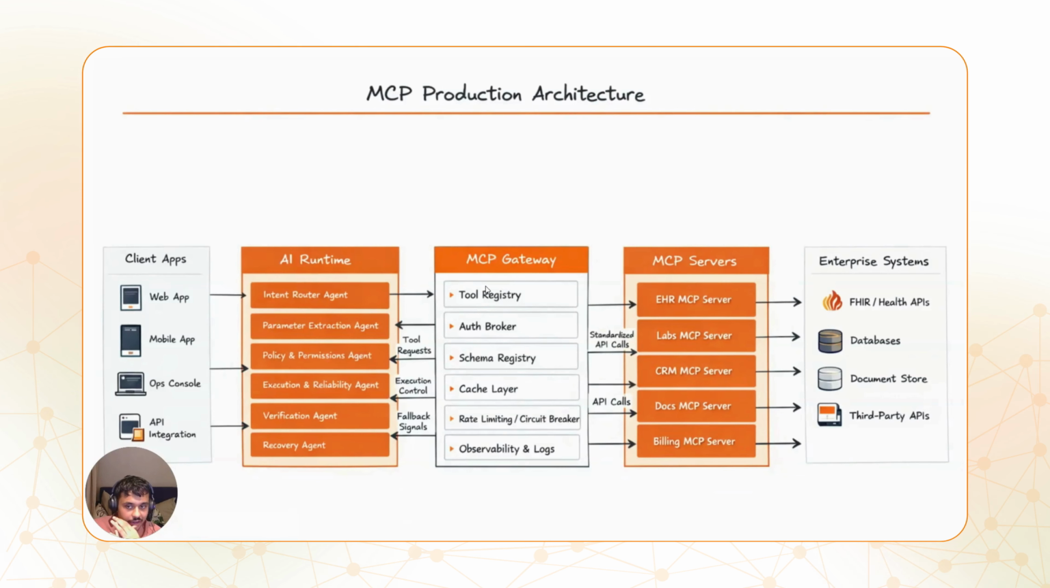On a quick note, this is how a production architecture looks. Your intent router, the tool registry, auth broker, schema registry, caching layer, rate limit, circuit breaker, observability and logs, and the different MCP servers with different functions. Based on all the different function calls and tool calls, it is taking an audit log and registering, but it is a closed loop. MCP is always a closed loop. It is giving back to the runtime agent, and the runtime agent is again giving back to the enterprise systems. All of this is happening in parallel. This is what a production-level MCP looks like.